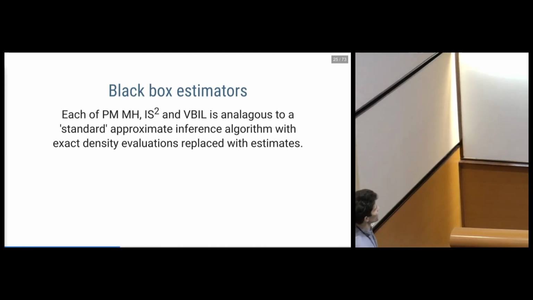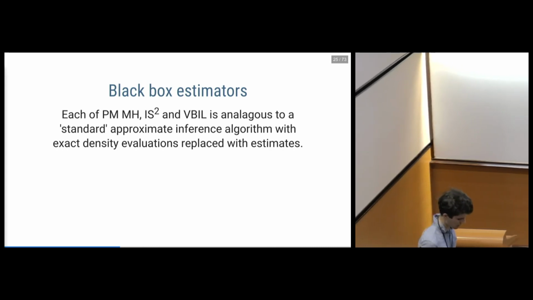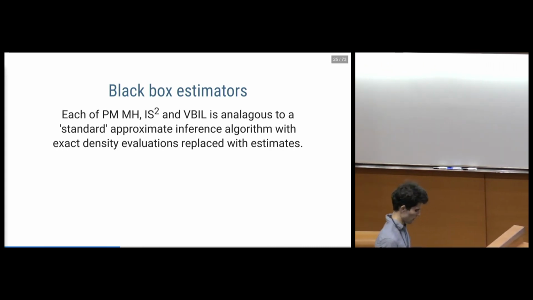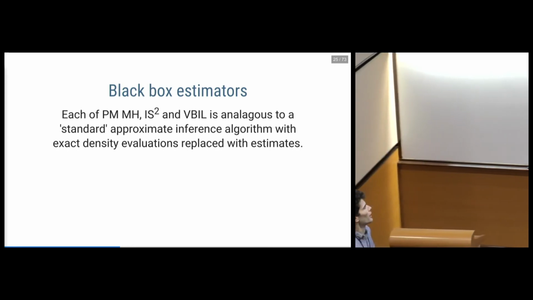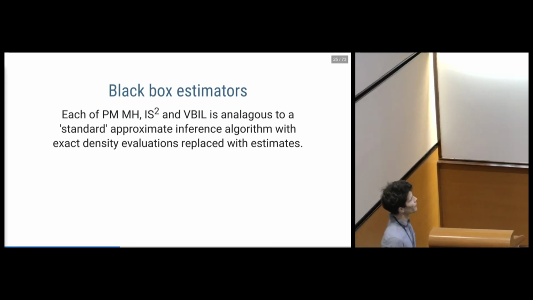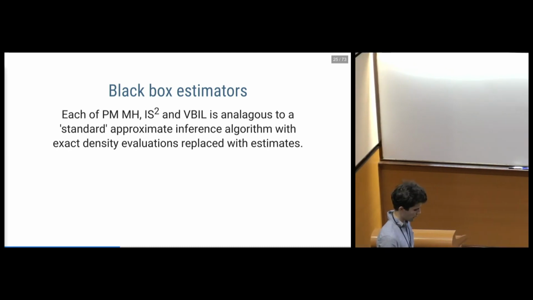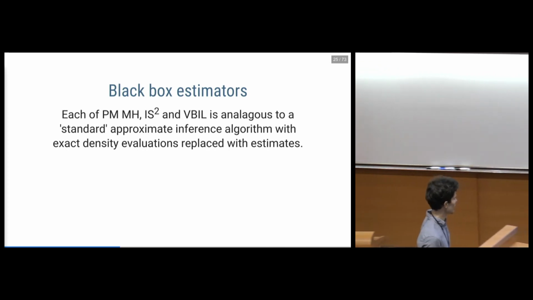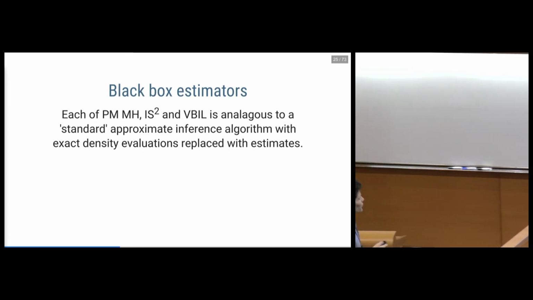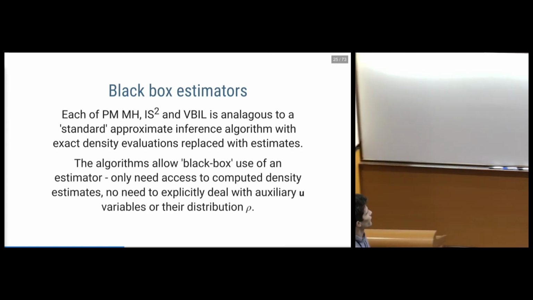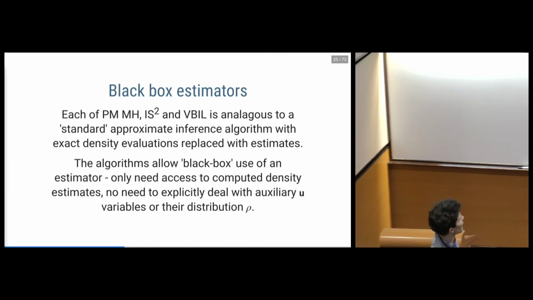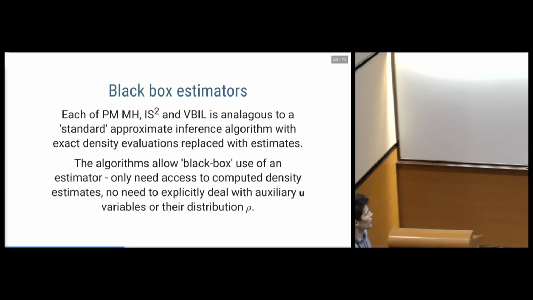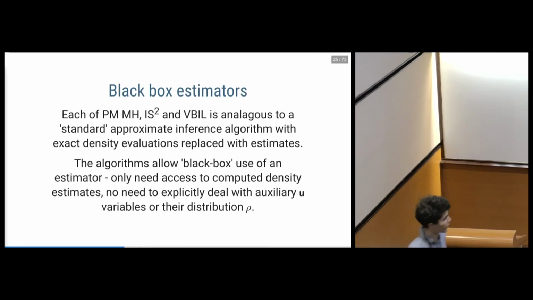Okay, so in all of these three cases, we've basically taken some standard approximate inference algorithm, be that a Metropolis-Hastings MCMC method, importance sampling, or variational Bayes. And what it looks like we've done is taken all the terms which involve the density of interest, and replaced the exact density of interest with estimates. And so the nice thing about this particular construction is that it forms very black box methods that need to know very little about the specific form of estimator that we're using.